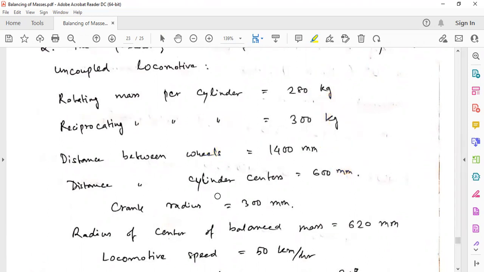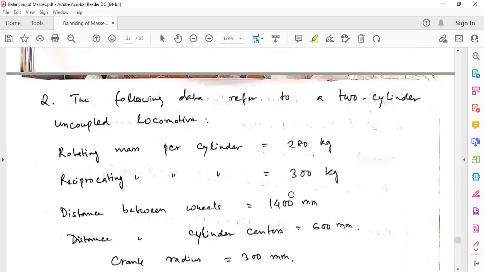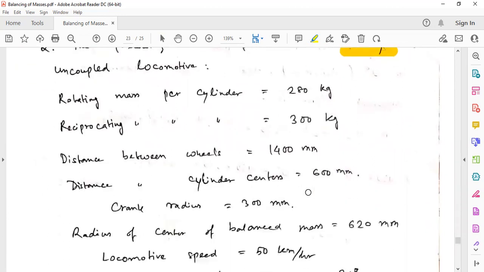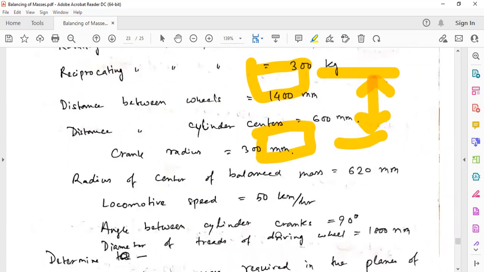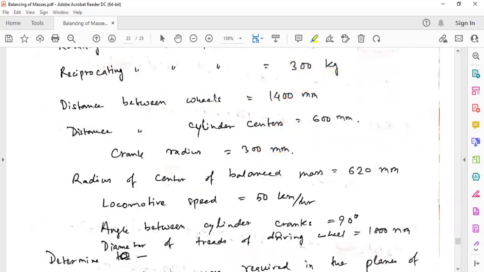Distance between cylinder centers. So here we have more than one cylinder. Yes, two cylinders given. So distance between cylinder centers, the center lines. Suppose one engine is there, another engine is there. The gap between them is 600 mm. Then crank radius is given as 300 mm. Radius of center of unbalanced mass is 620 mm. The unbalanced mass is rotating about some point, so that radius is given. Unbalanced mass we have to find out, but the radius is given as 620 mm.